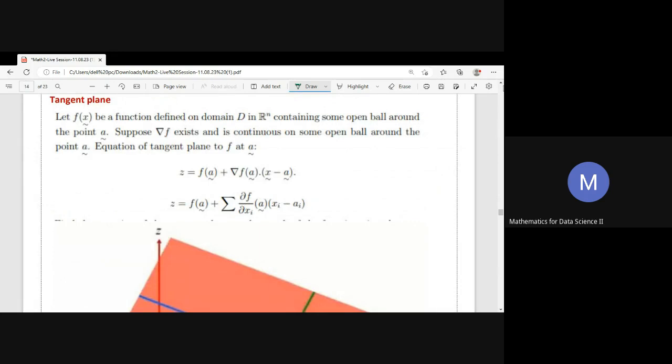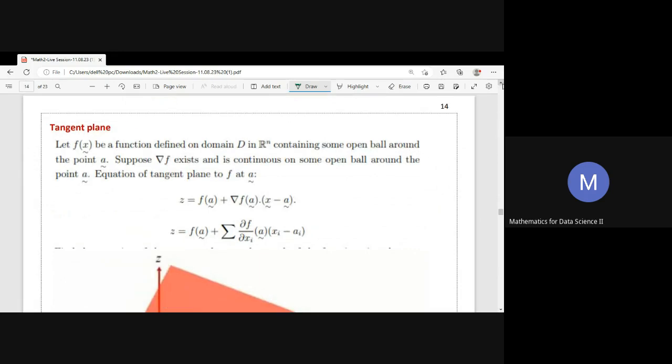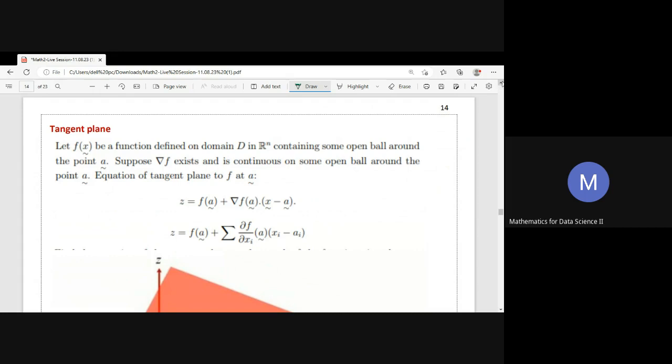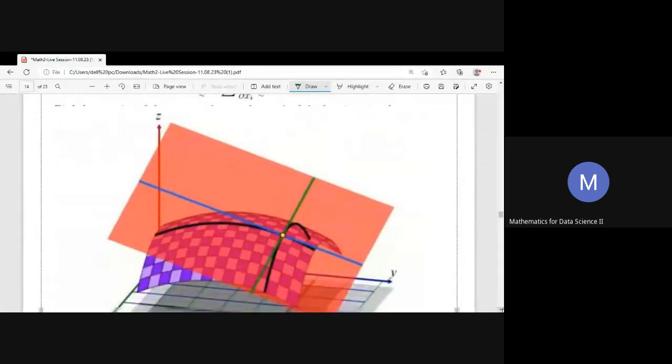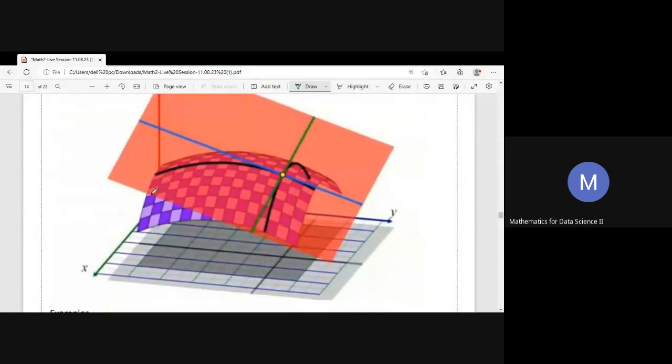Okay, so once we understand what a tangent is, we need to understand what a tangent plane is. Why do we need a tangent plane, not just a tangent? Because we are not in just 2D anymore, right? For example, consider this surface.